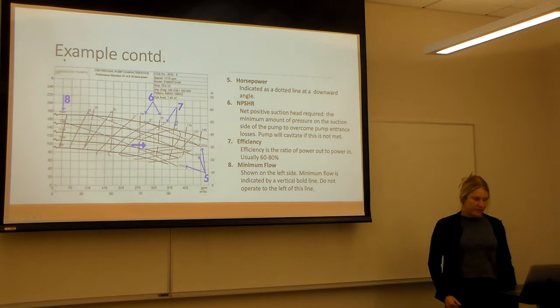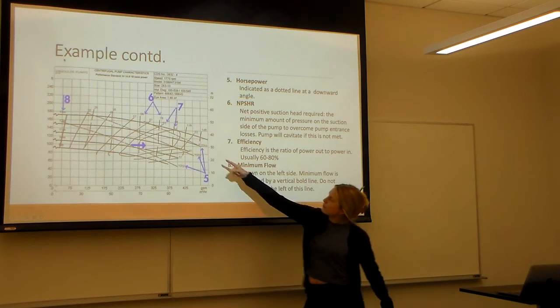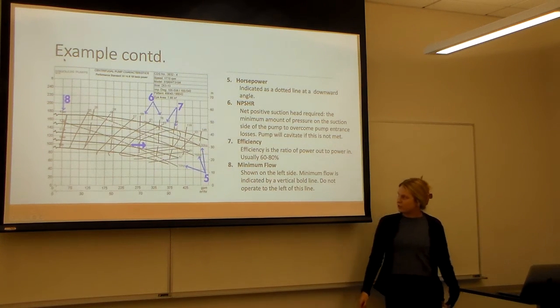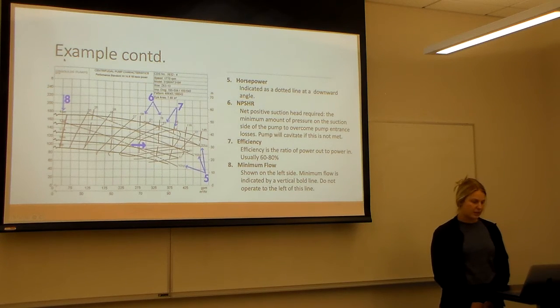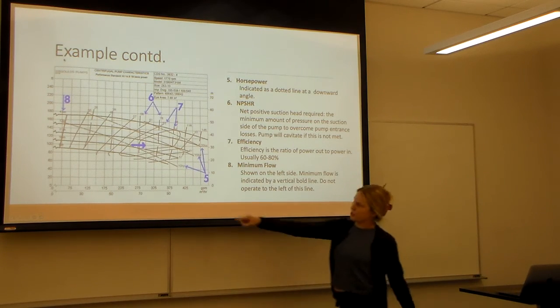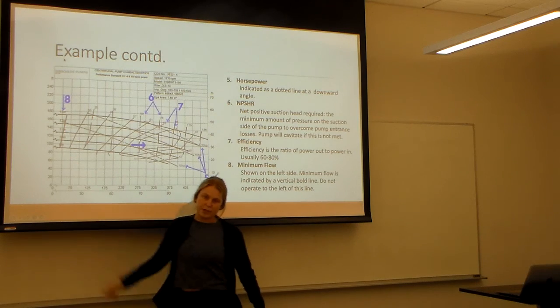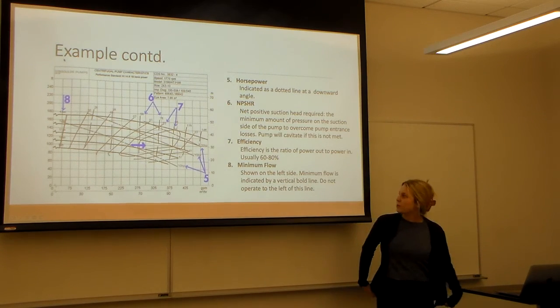And then these lines are our efficiency. So that's the ratio we were talking about earlier. Usually 60 to 80% is where people like to run their pumps. And then this line all the way over here is your minimum flow. And that's just from your spec sheet. That's just something you don't want to run your pump lower than.